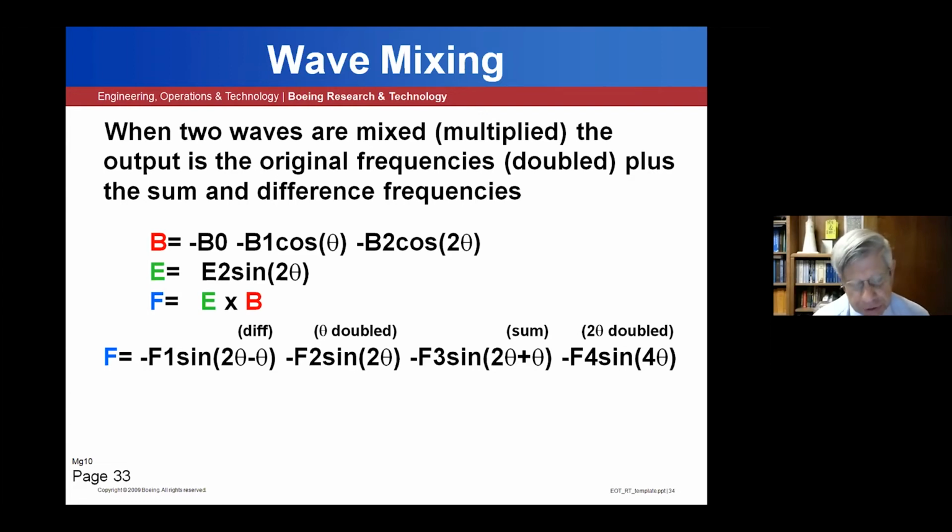Now the constants: F1 is equal to E2 times half of B1. F2, the constant on that, is equal to E2 times B0. And F3, the constant there, is E2 times half of B1. And on the constant for the fourth harmonic, it's E2 times B2. Now you look, they're all sines, so the phasing is the same there, and they're all in the negative direction.